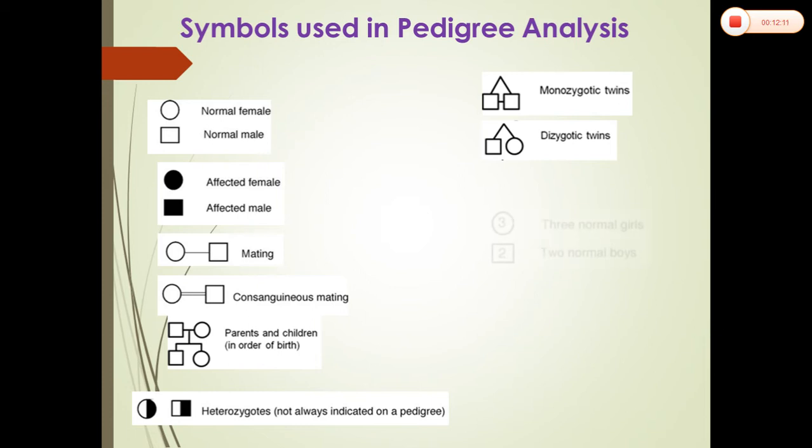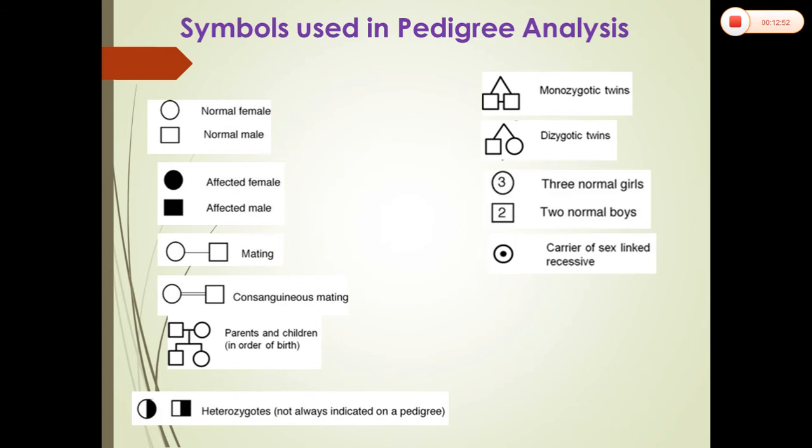Fine. Next one. If a particular number is written in a circle or square, it shows 3 normal girls, 2 normal boys. Sometimes, to shorten the pedigree, this type of symbols are used: if the couple has 2 successive boys or 3 successive girls, then sometimes we write the number inside the square or circle. So that shows the number of children. For girls, obviously we will use the circle and inside we will write the number. For boys, we will use a square.